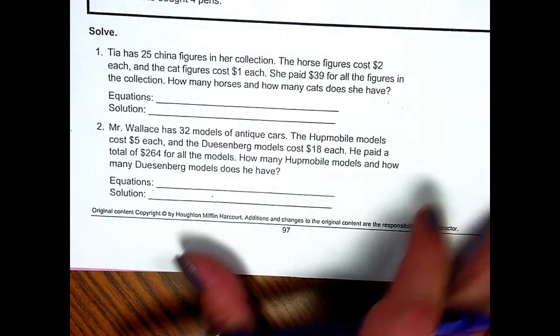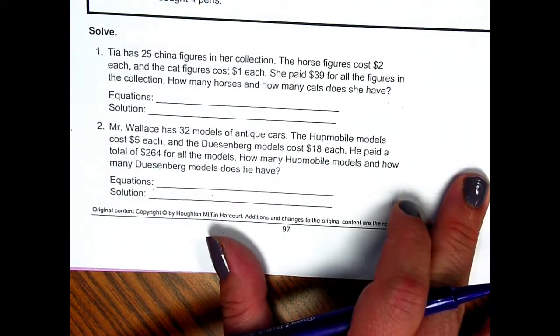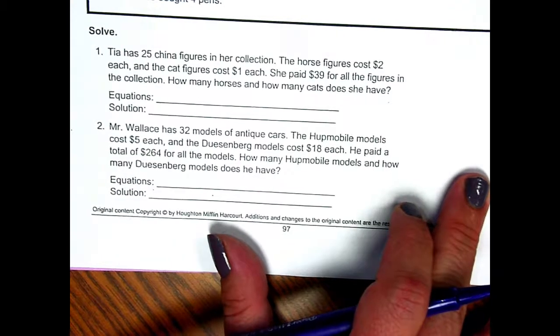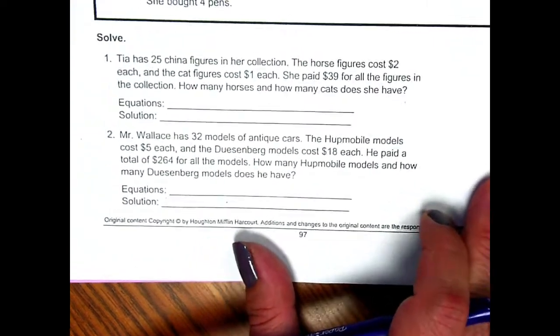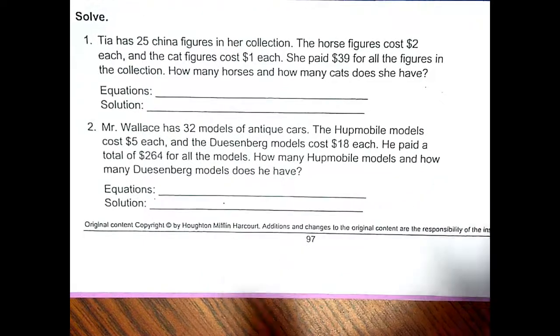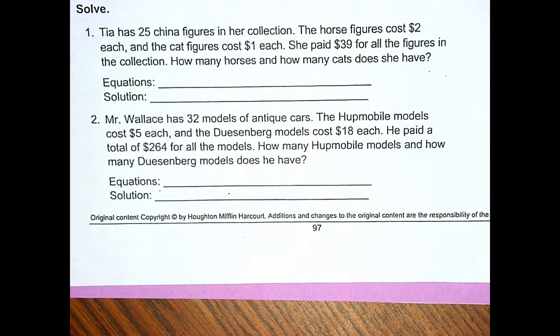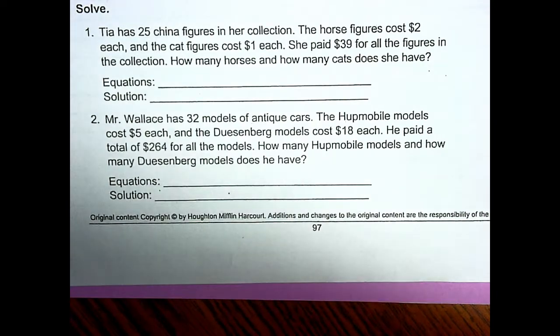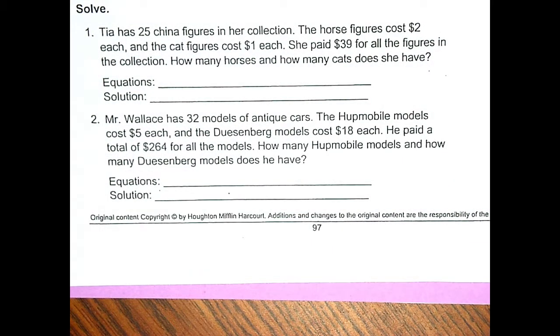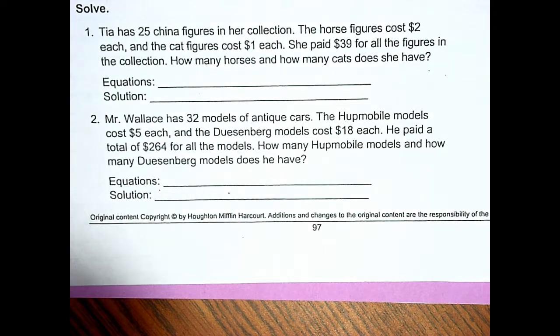So number 1 says Tia has 25 China figures in her collection. The horse figures cost $2 each, and the cat figures cost $1 each. She paid $39 for all the figures in the collection. How many horses and cats does she have? So we need to first write a system and second solve said system.